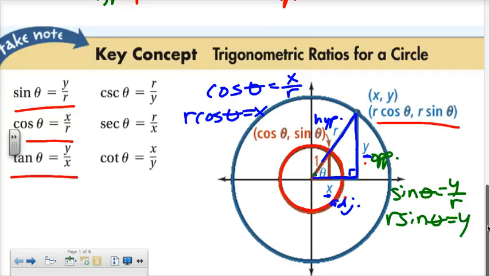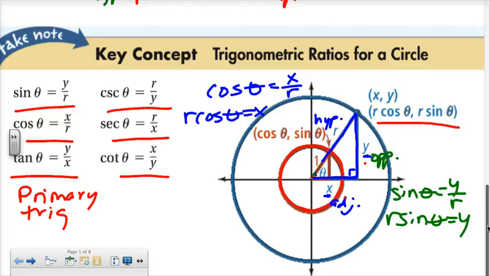Now, what we have to remember is these are the primary trig functions. Primary trig functions are sine, cosine, and tangent. Our secondary trig functions are their reciprocals, and that's going to be for sine, the reciprocal is cosecant. For cosine, the reciprocal is secant, and then for tangent, the reciprocal is cotangent. And you notice all we have here to work with are reciprocals. They've just been flipped. That's the only difference.